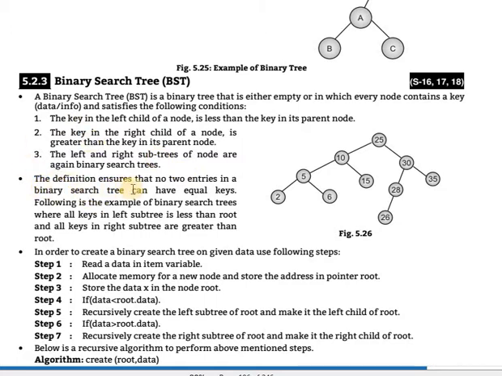Next point, the definition ensures that no 2 entries in a binary search tree can have equal keys. Following is an example of binary search trees where all keys in a left subtree are less than the root and all keys in the right subtree are greater than the root.